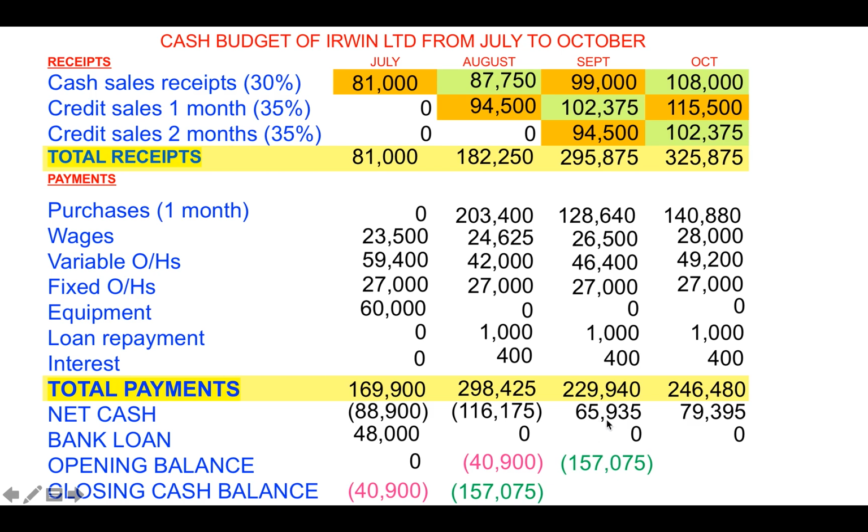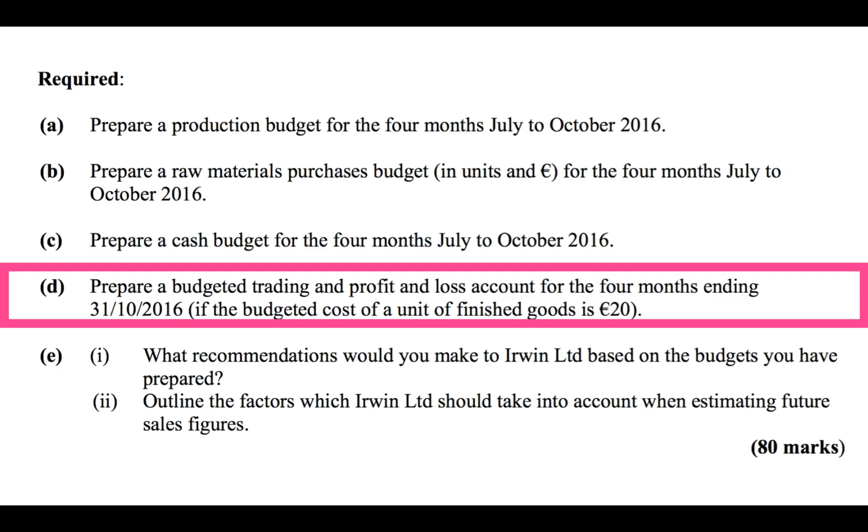So 65,935 minus 157,075 is equal to minus 91,140. That closing cash balance is going to be my opening cash balance then in October. So 79,395 minus 91,140 is equal to minus €11,745. So that is the cash budget done. So that is part C of this question.